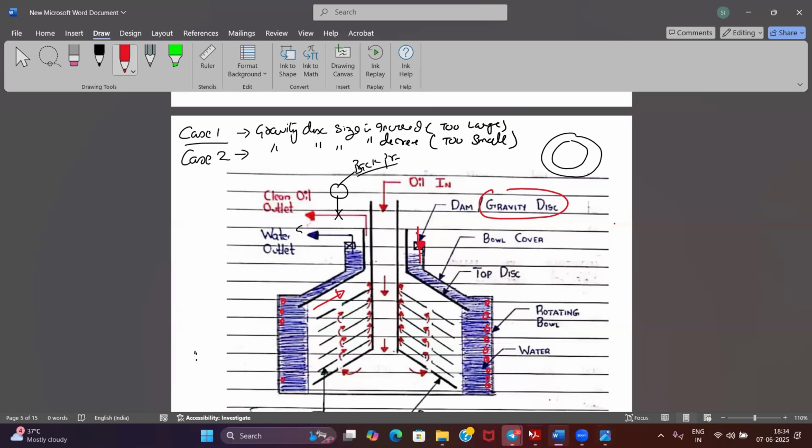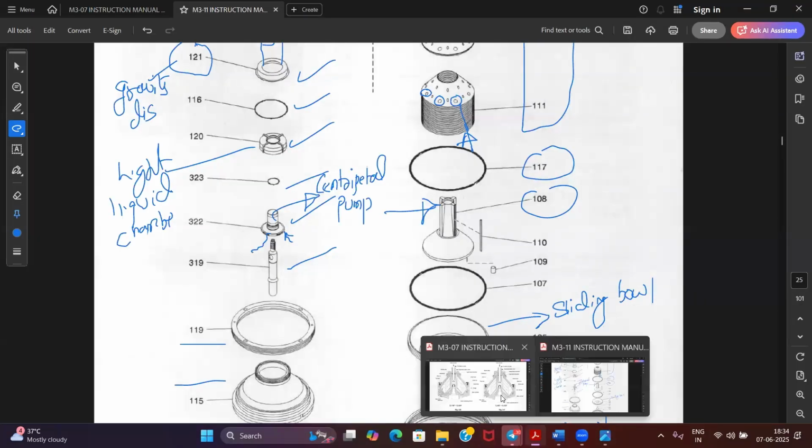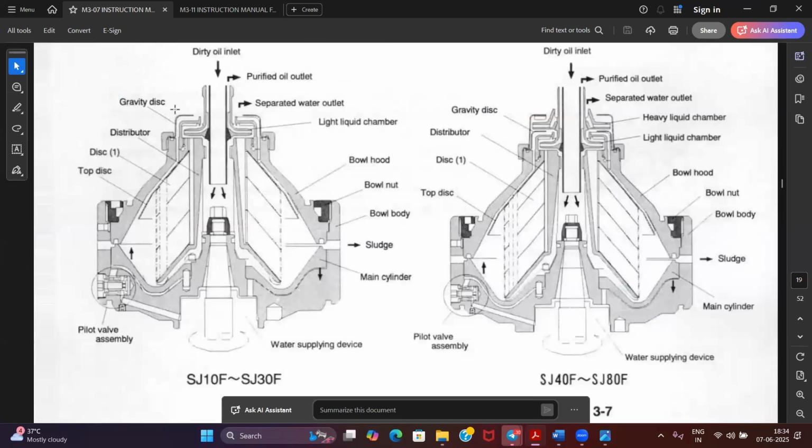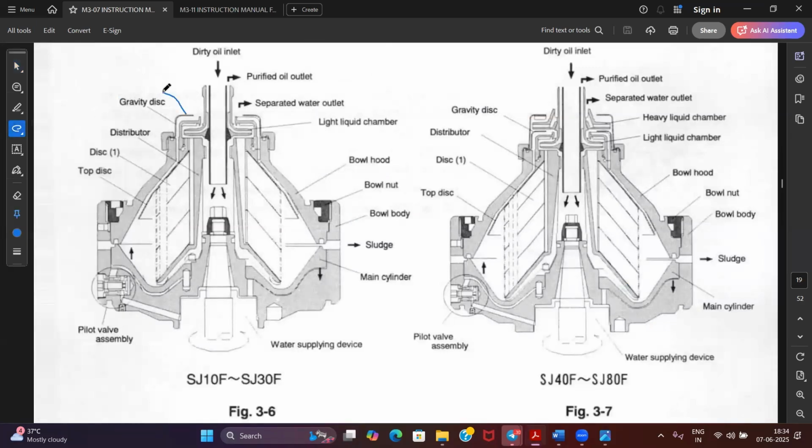I'll show you the manual diagram here. ठीक है? Hold on. ये सर एक बार आप वहां से चेक करो। ये लो. This is my gravity disk. Now you tell me. If I increase the diameter, suppose only this much is gravity disk. Now this diameter has increased or not? Or the radius, at least the radius has increased, that means diameter also has increased, right?